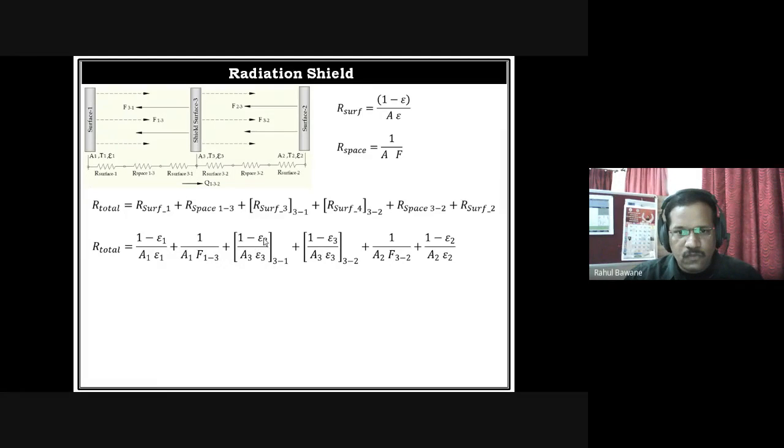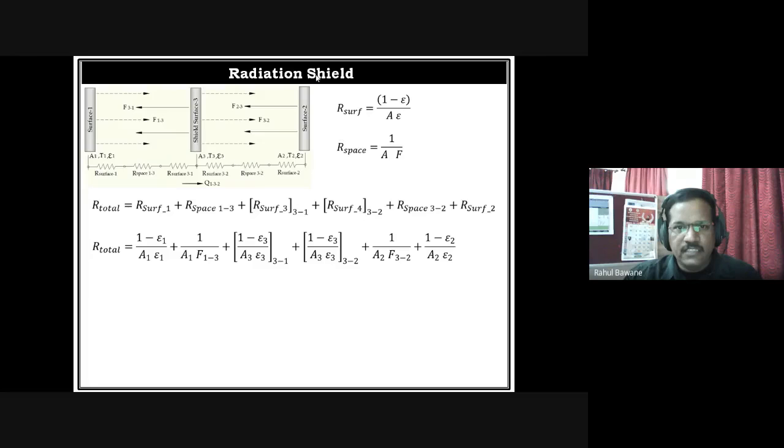The surface resistance of the shield towards surface 2 is (1 minus emissivity 3) divided by (area A3, emissivity 3), plus the space resistance between the shield and surface 2. So it will be 1 upon area A3, shape factor 3 to 2, or you can change it to area A2, because a radiation shield doesn't have its own heat generation. So we can use the surface area of 2 also.